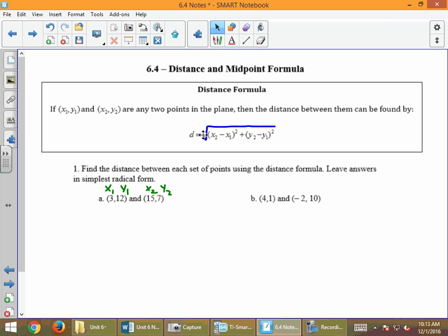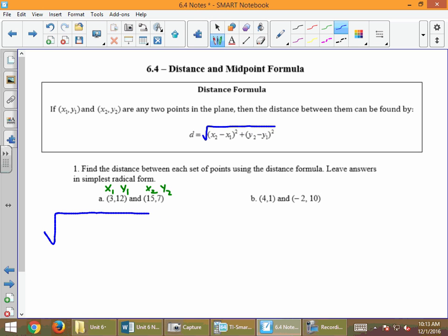And then you plug those values into this formula. The square root of your x2 minus your x1, which is 15 minus 3, squared. What comes after that's always a plus sign. And then we have y2 minus y1, which is 7 minus 12. Square that. Plug those values in.